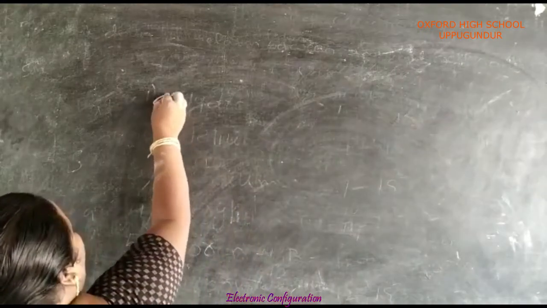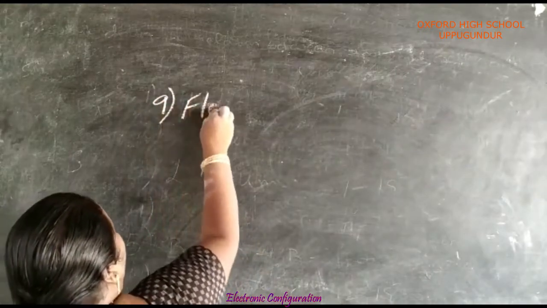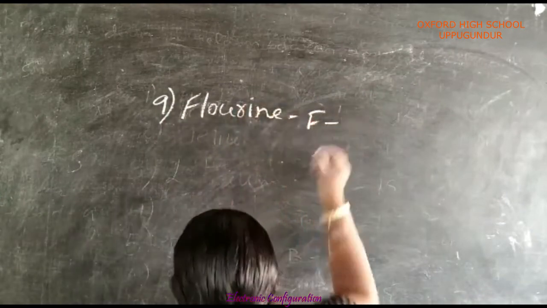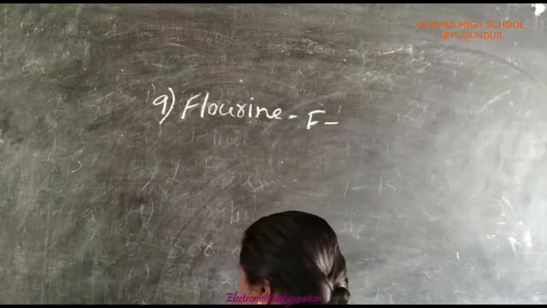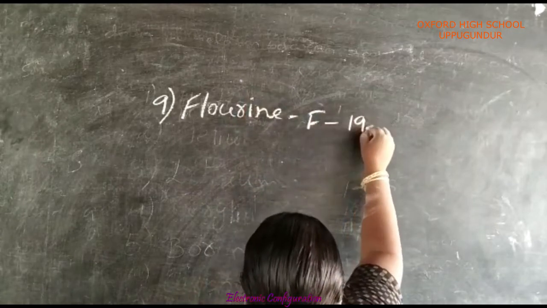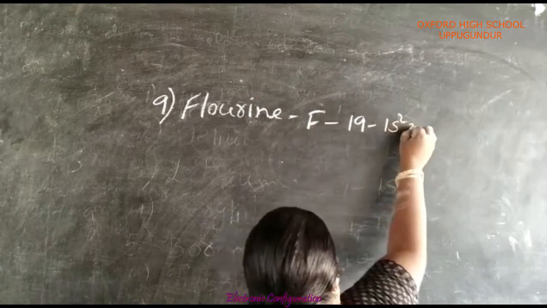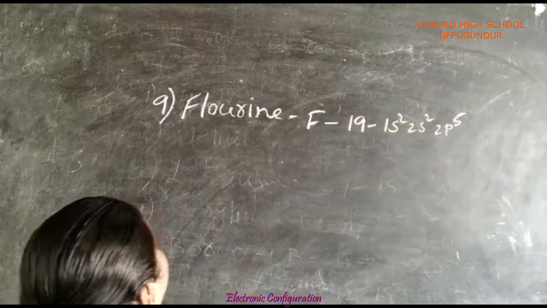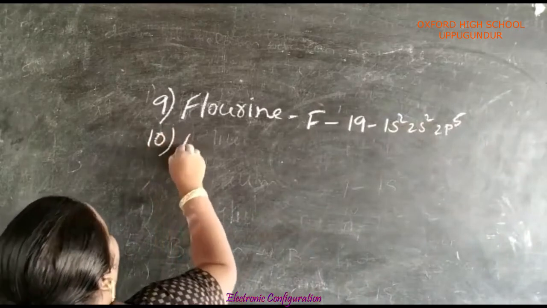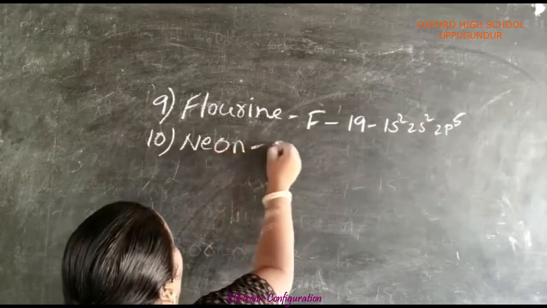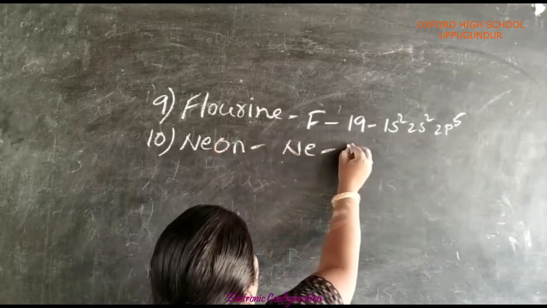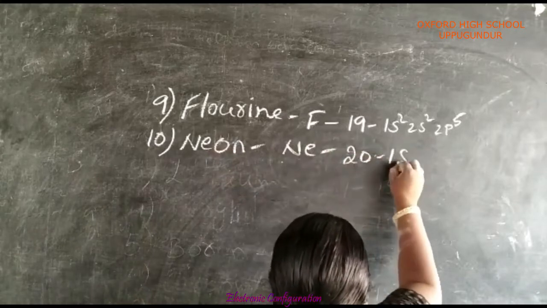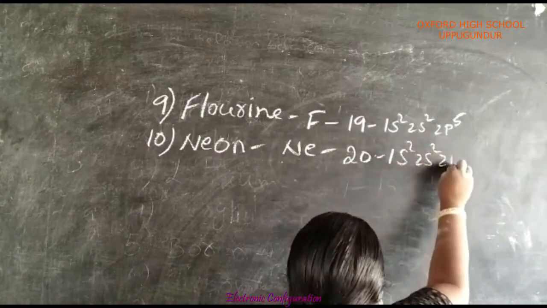Ninth one is fluorine. The symbol is F. The atomic weight is 19. The electronic configuration is 1s2, 2s2, 2p5. Tenth one, neon. The symbol is Ne. The atomic weight is 20. The configuration is 1s2, 2s2, 2p6.